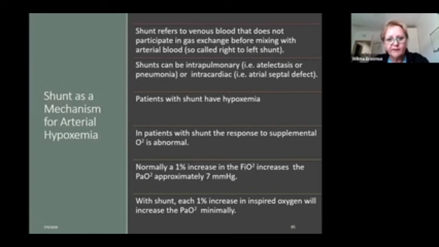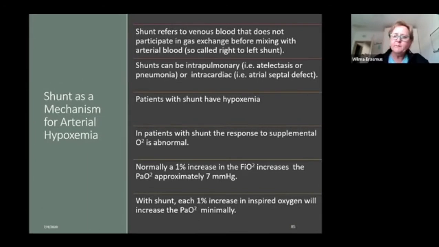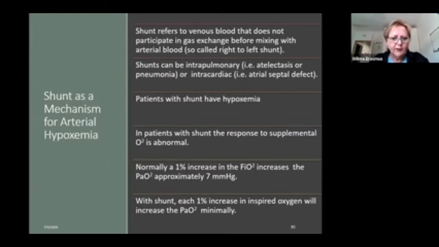Patients with shunt have hypoxemia. In patients with shunt, the response to supplementary O2 is abnormal. So you can give them the highest oxygen and it will definitely not make any difference in the shunt because it can't mix. It's intrapulmonary and or intracardiac as well.